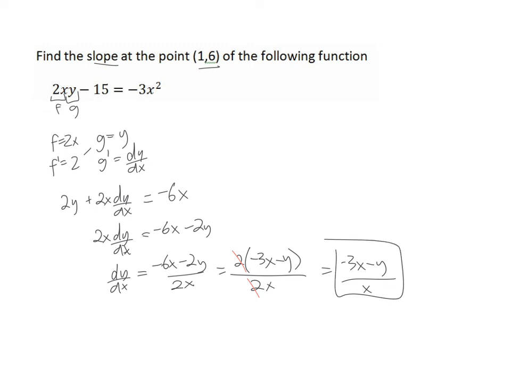So again, remember derivatives are slopes. Now if we're trying to calculate the slope, we would just plug in our coordinate 1, 6. So x is 1, y is 6. And then on the bottom we just have x of 1. So you can see our slope in this case would be negative 9.